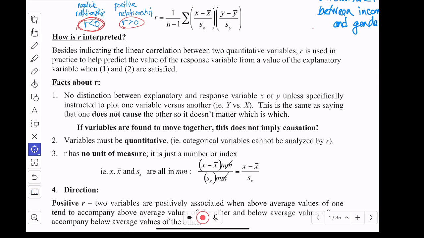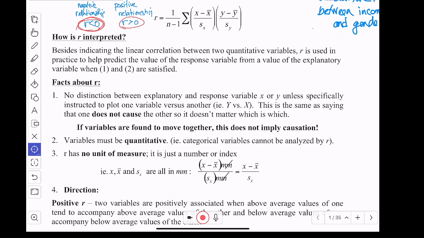Okay, second point. To do any of this, your variables must be quantitative, not categorical. Both of them must be quantitative. Next point, 3. R has no unit of measure. Notice I say R. I didn't say R%. I didn't use any units for R. Okay? So R is just an index.